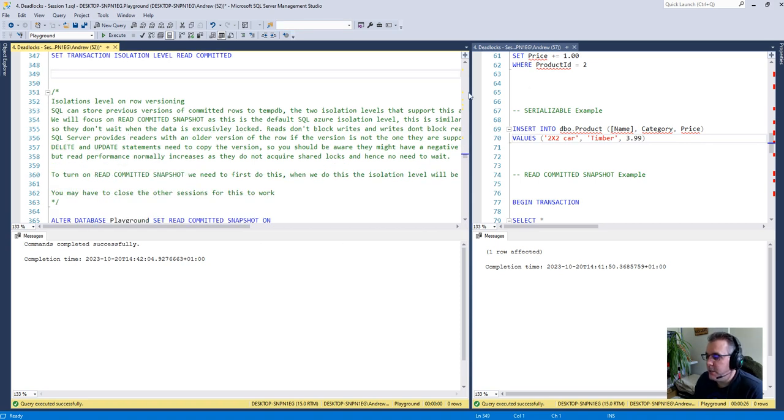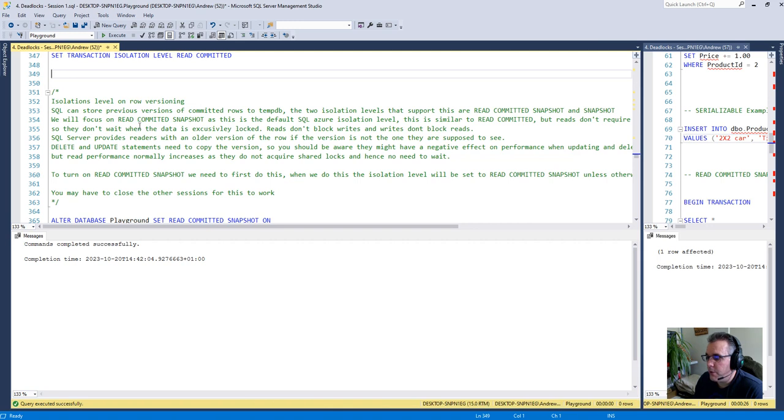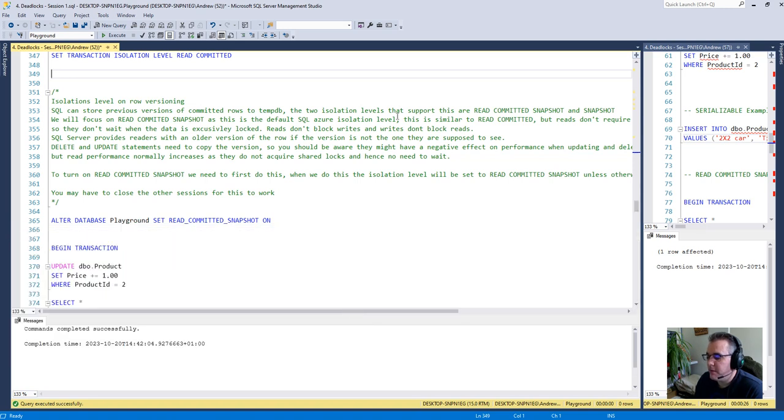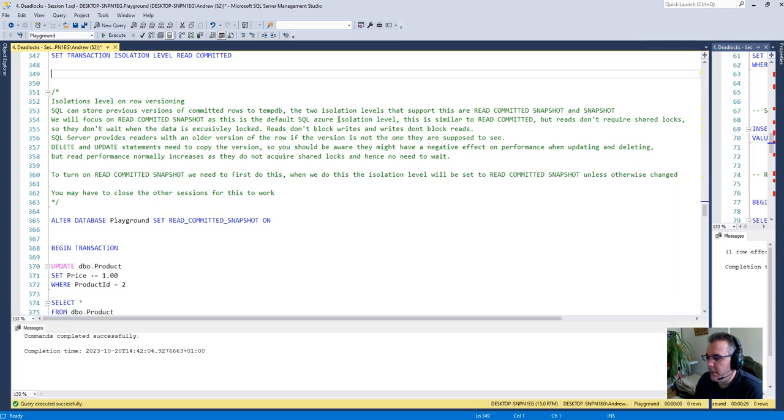Okay, so isolation levels on row versioning. SQL can store previous versions of committed rows to tempdb. The two isolation levels that support this are read committed and read committed snapshot. We will focus on read committed snapshot as this is the default SQL Azure isolation level. This is similar to read committed, but reads don't require shared locks, so they won't wait when the data is exclusively locked. Reads don't block writes and writes don't block reads.